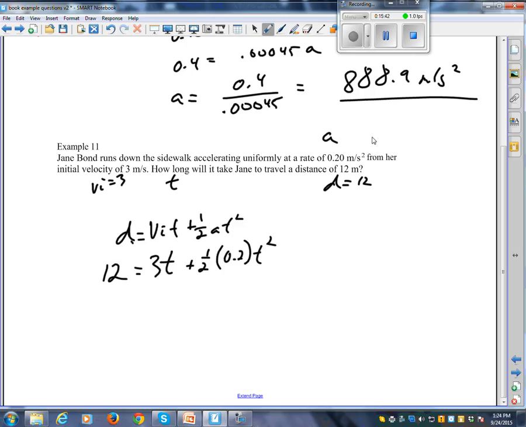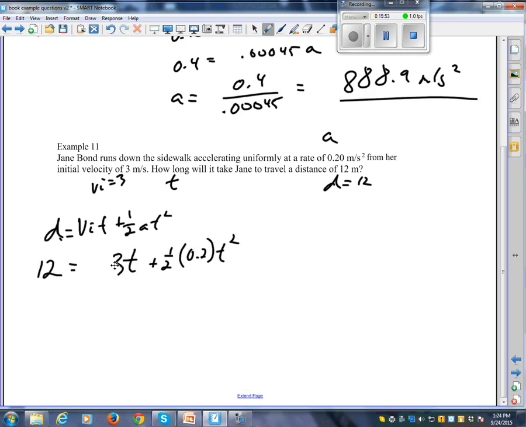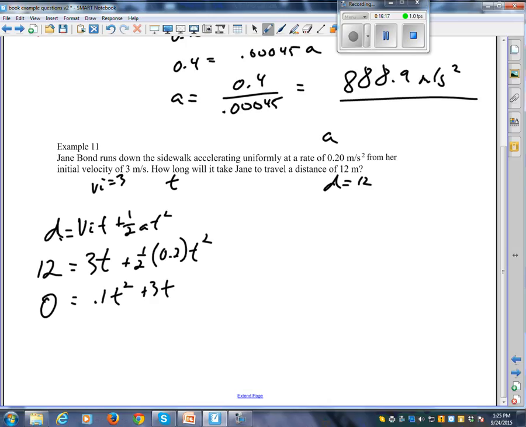What do you do when you've got t squared and t? Quadratic equation. I'll wait for the cheering to die down. When you've got t and t squared, you move everything to one side and you put 0 on the other, right? So 0 equals... do you like having the t squared in front? Yeah. Most people do. So 1/2 of 0.2 is 0.1 t squared plus 3t minus 12 is equal to 0.